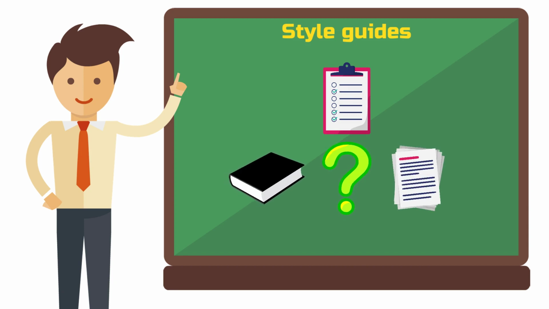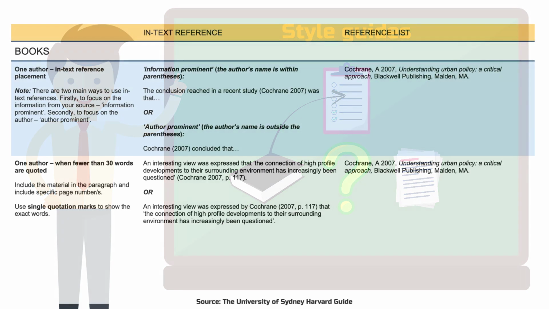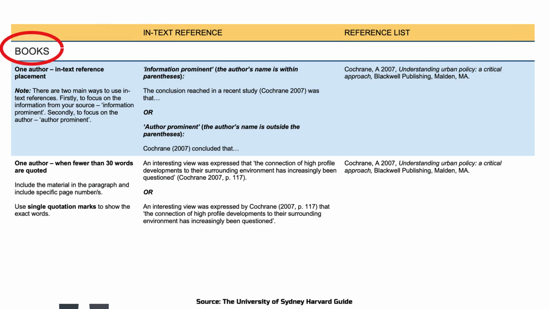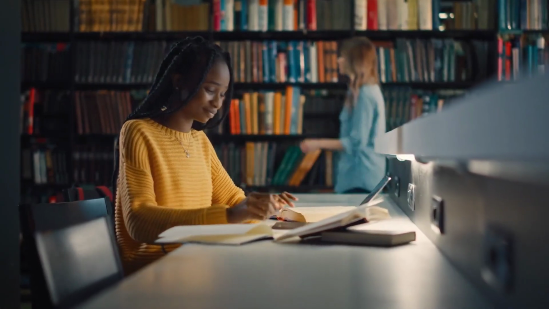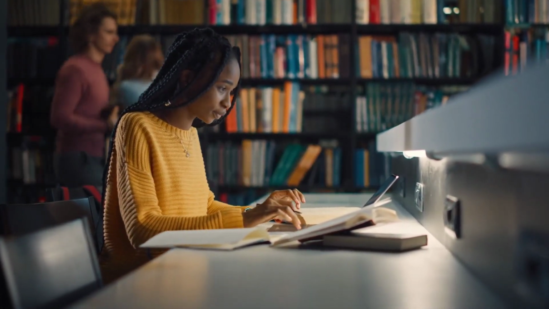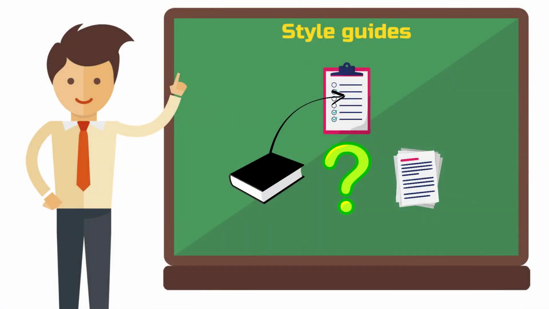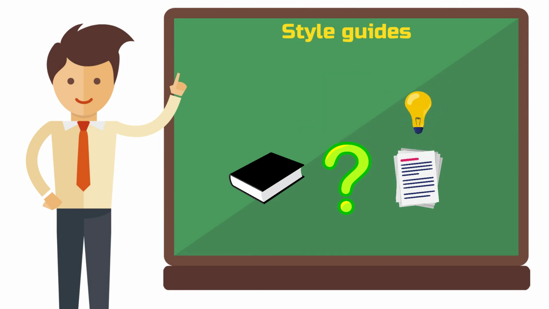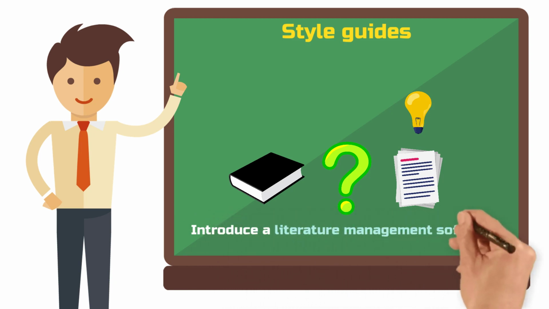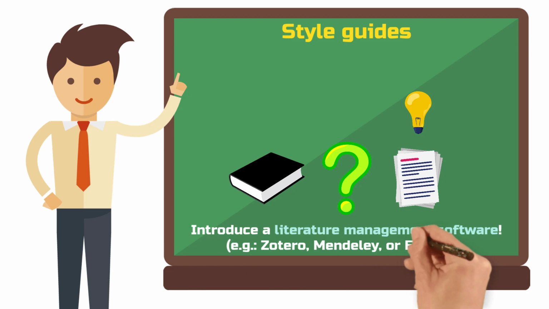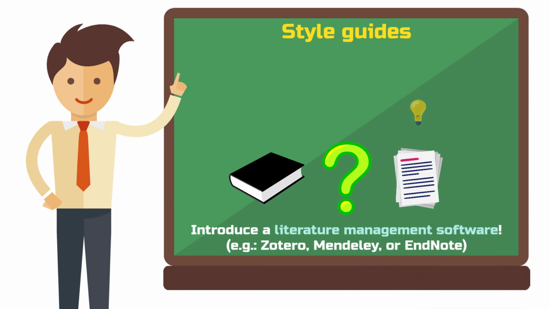Identify the type of source or reference and look for the corresponding entry in the guide. This could be a book, a journal article, and so on. This is important because each type appears differently in the bibliography. Proceed in this manner until you have properly cited all your references. After citing a journal article multiple times, you will eventually memorize the details and won't need to look them up anymore. At this point, you are ready to introduce a literature management software like Zotero, Mendeley, or EndNote. Just do it. It's worth it.